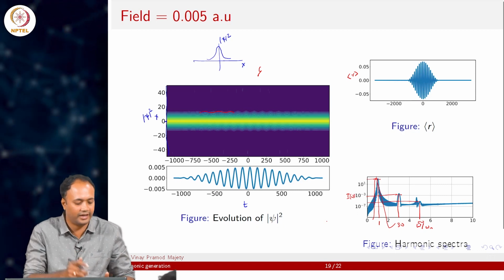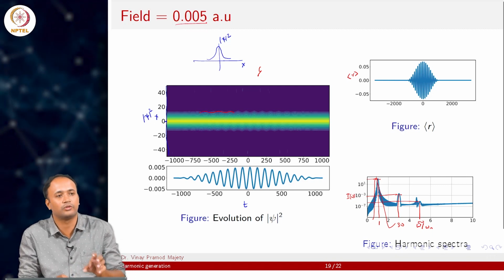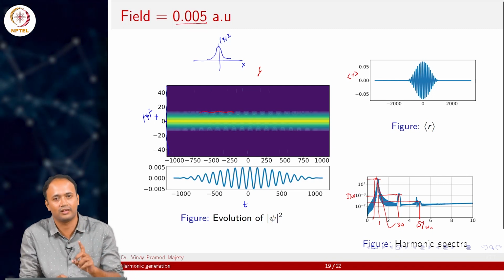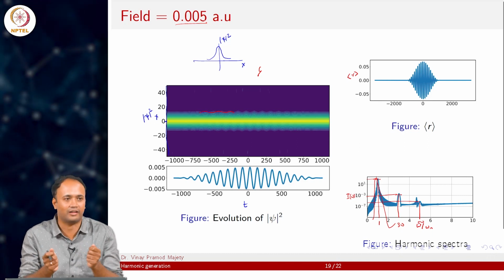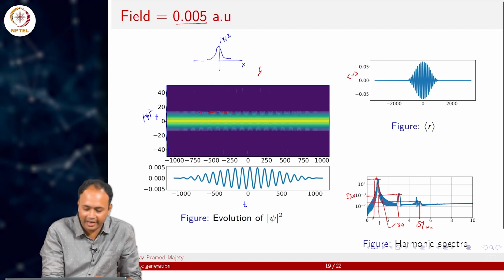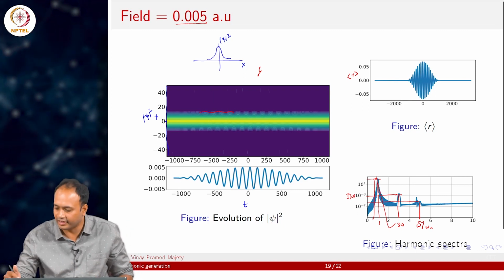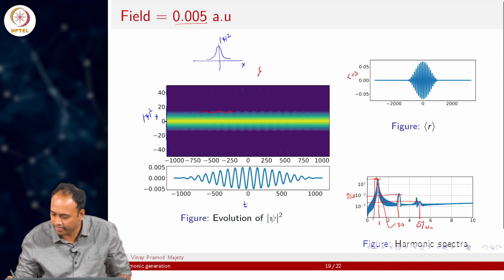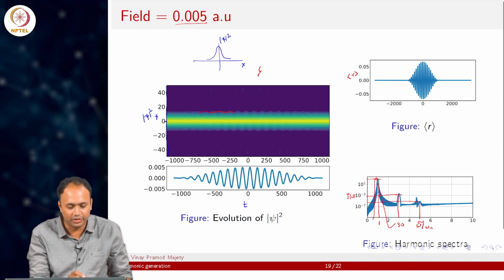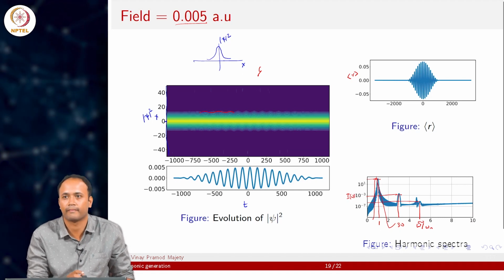So now let's say I increase the field strength, right? I have taken a very small field strength. So this 0.005 is with respect to that one atomic unit which is keeping the atom intact, right? So this is a small fraction of that field. Now let's say I increase the field strength, so I make it twice of that, and now let's see what happens. You see that I have the same behavior, right? I see oscillations in this density.